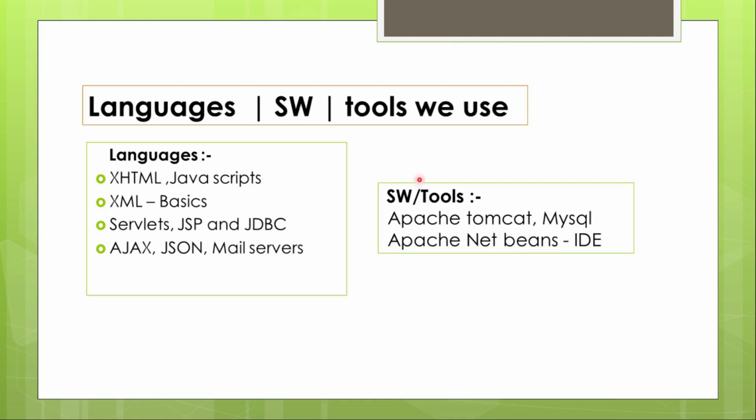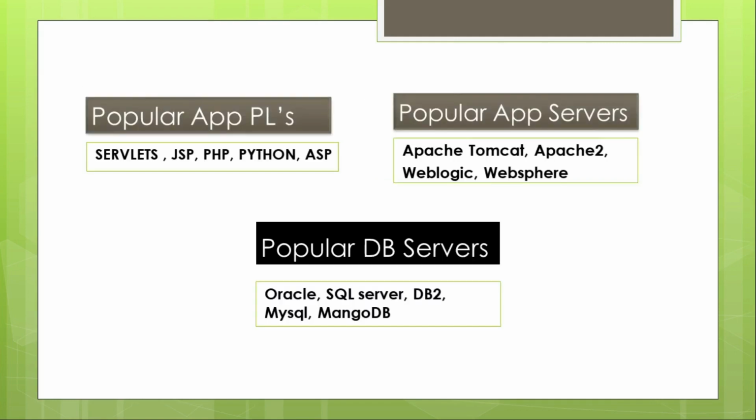Now we'll see the most important thing. What are the software tools that we are going to use as part of this online tutorial? We are going to use Apache Tomcat, which is an application server, and the MySQL database. And we are going to use an IDE to write our programs. The IDE, the integrated development environment, is Apache NetBeans. Apache NetBeans is one of the most powerful IDEs for the Java environment. Since this course is planned using Java, I'll be using Apache NetBeans. It is a very good, very beautiful, very powerful IDE.